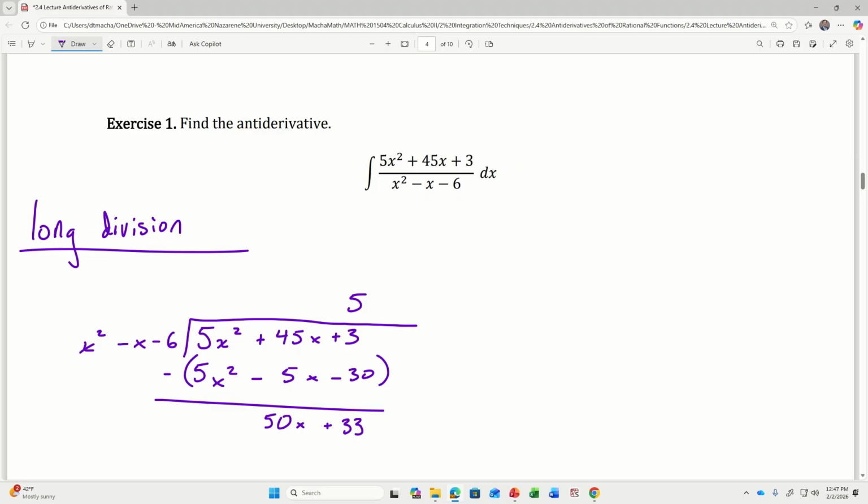And when we get to this point, we stop, because now the degree of my remainder is less than the degree of the divisor. And when I stop, I can rewrite this as the antiderivative of 5 plus 50x plus 33 divided by x squared minus x minus 6.